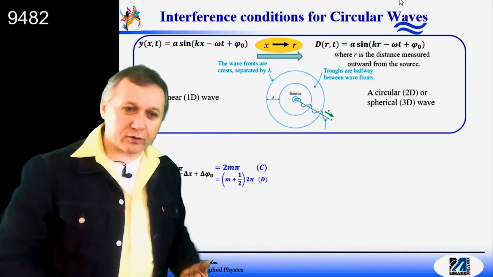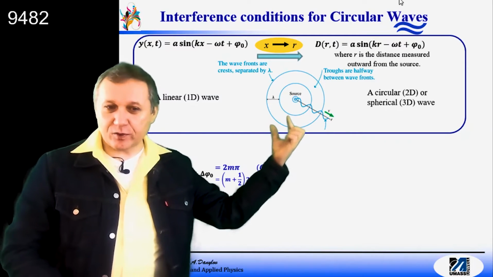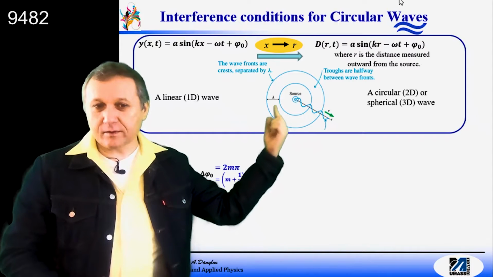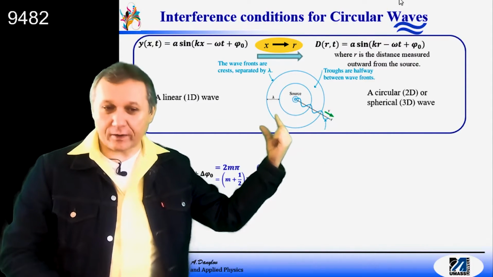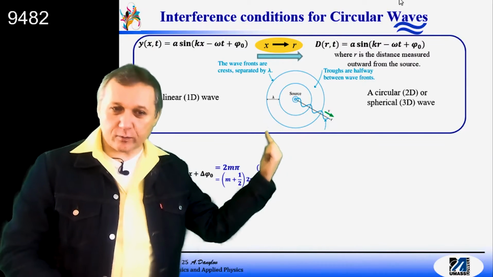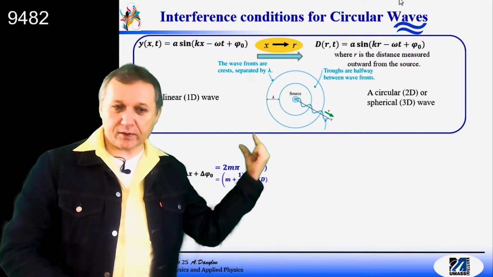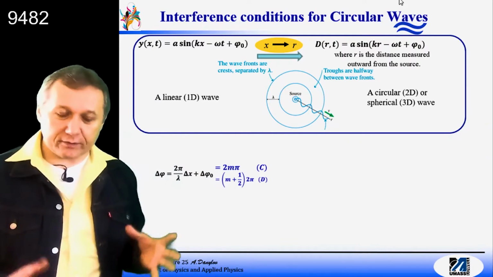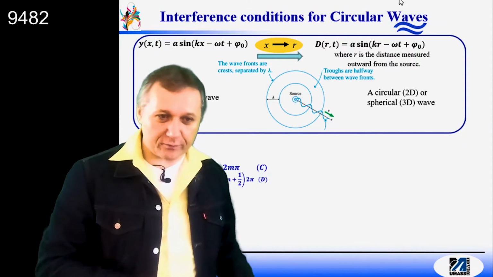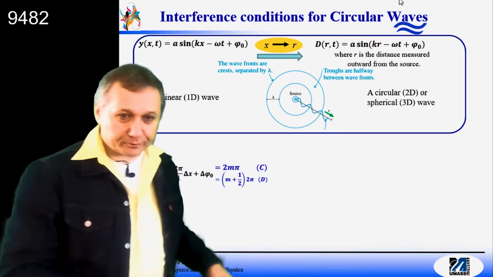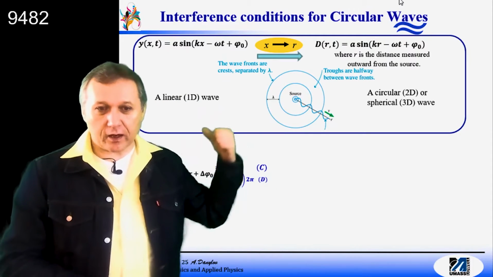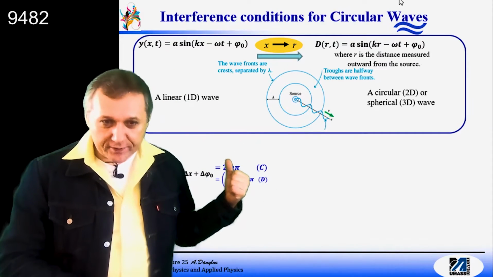And in the snapshot graph, what's the distance between crests? It's a wavelength. So the distance between these circles is a wavelength. Of course, if you draw another wavefront over here, again, there will be lambda, lambda, lambda, and lambda. So every time this distance between wavefronts equals the wavelength. Okay, so we introduced these circular waves.